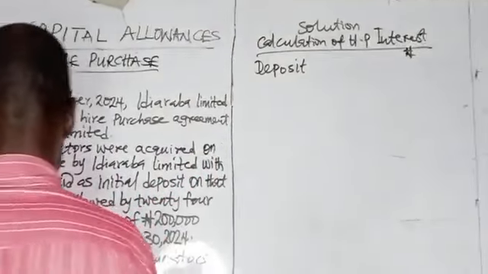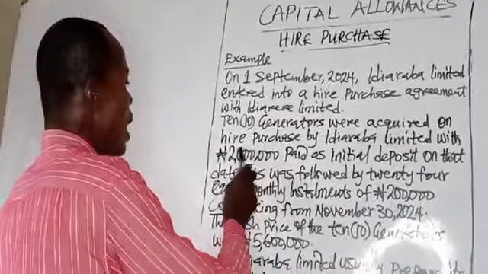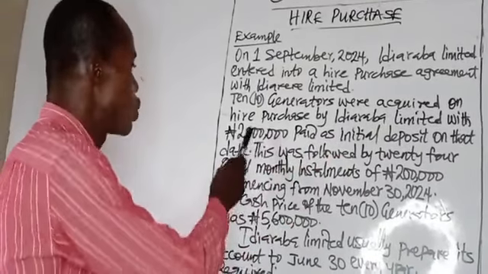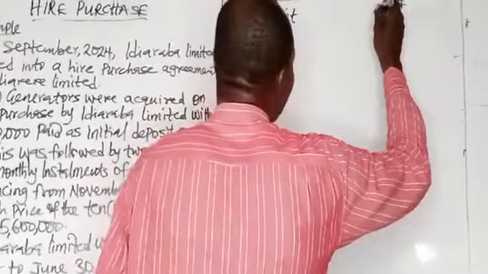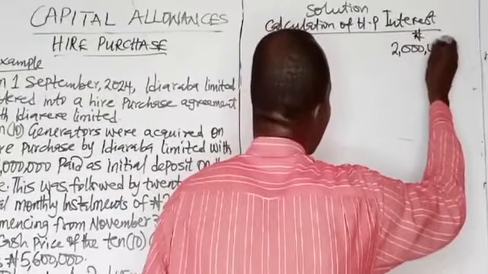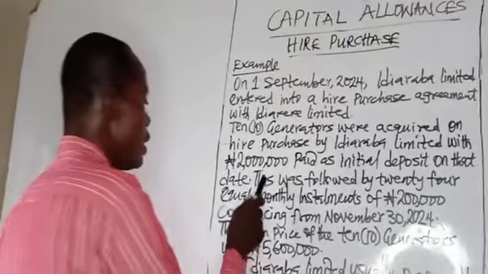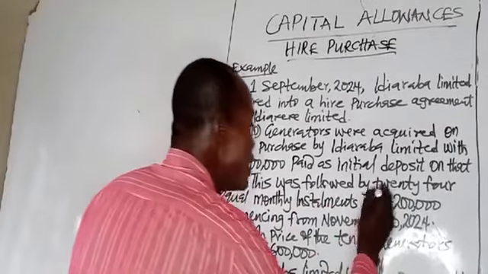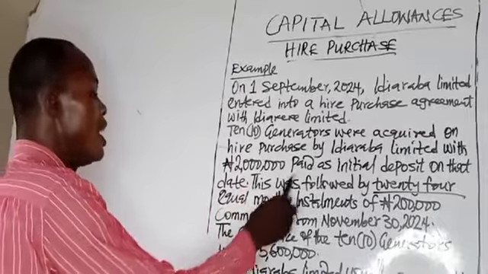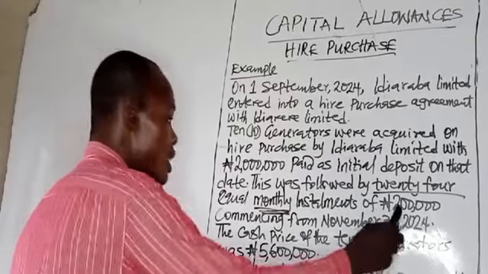Now, back to the question. 10 generators were acquired on higher purchase by Idiaraba Limited with 2 million paid as initial deposit. So, initial deposit is 2 million. Back to the question. This was followed by 24 equal monthly installments. Remember, this is a monthly installment, not an annual installment, of 200,000 naira.